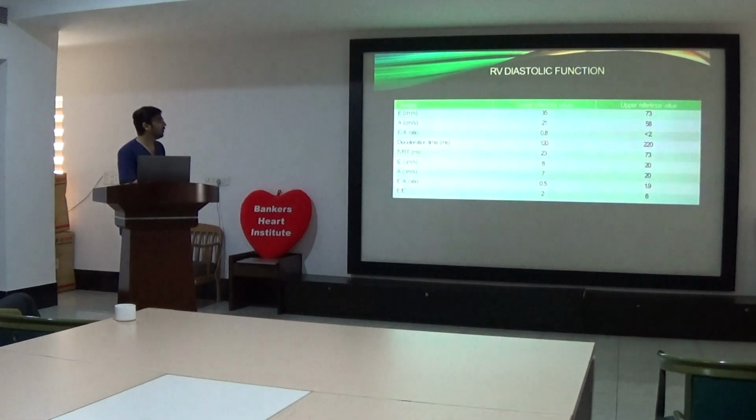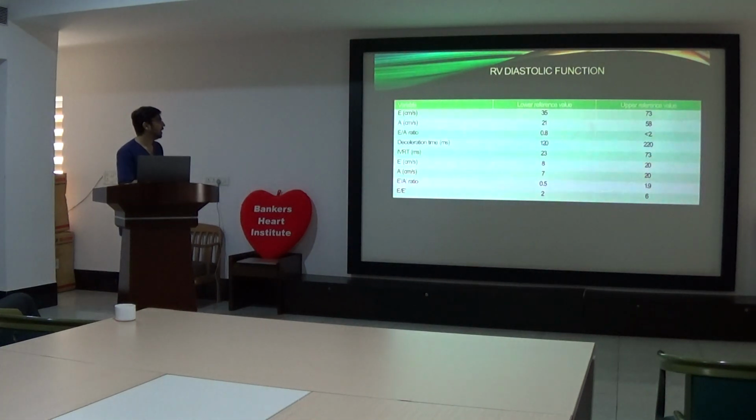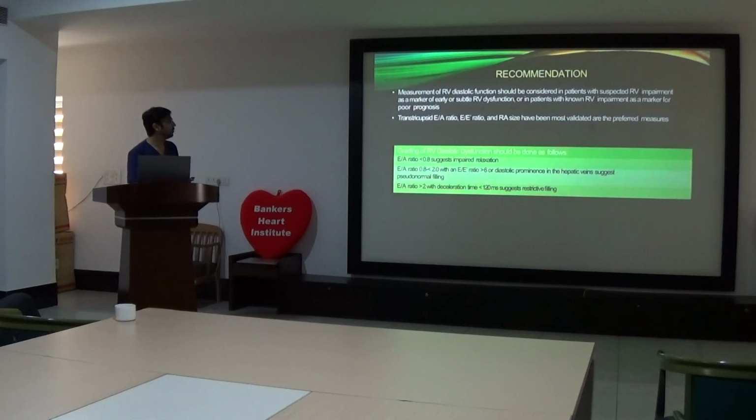So these are the values for RV diastolic function: E velocity in centimeters per second, E/A ratio, deceleration time, IVRT, E prime, A prime, and E/E prime ratio. This is the lower end and this is the upper end. We are not going through this already. So what are the recommendations?